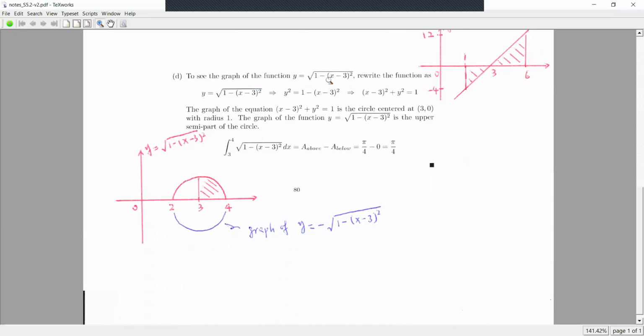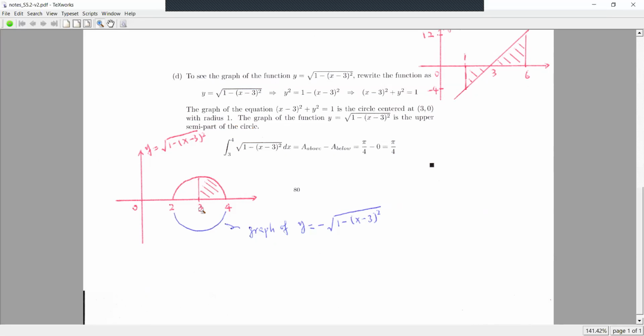Take the square on both sides. Then we get this equation. And then move this term to the left side, then we get this equation. You see, this equation is a circle equation. The center of the circle is 3, 0, and the radius is 1, since 1 is 1 square. Radius is 1. Center is 3, 0.